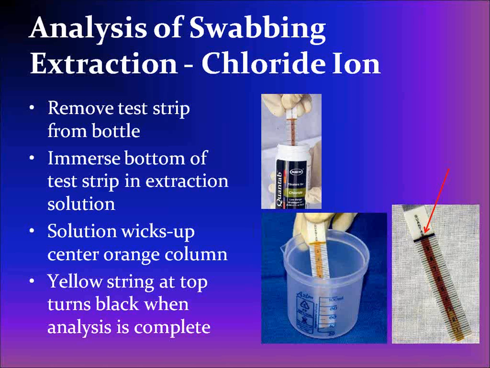We're now ready to test the sample collected from the surface for chloride and ferrous ions. We'll first analyze the solution for chloride using the chloride ion test strip. Remove a test strip from the bottle and place the bottom of the strip into the plastic beaker containing the sample. You'll only need a few drops of solution to activate the test strip. Allow the sample to saturate the center orange-colored wick or column of the test strip. This takes approximately 5 minutes.